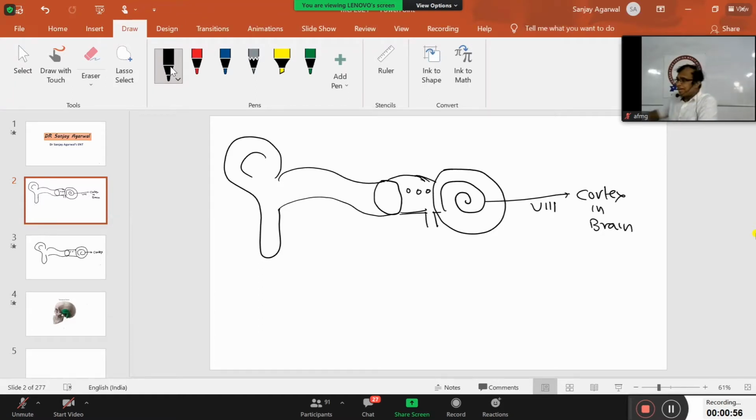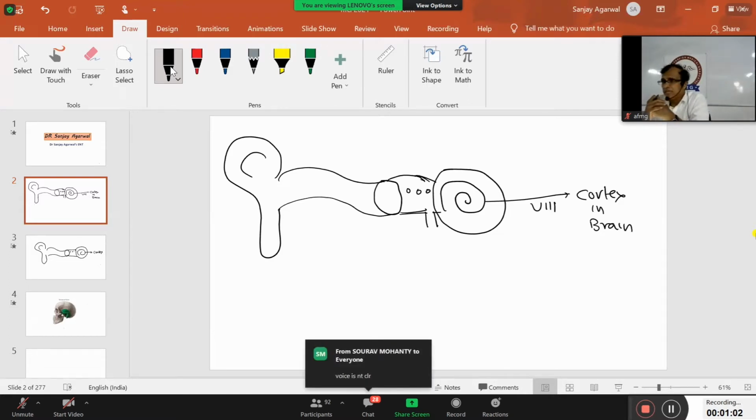Now the advantage of a line diagram is it's very easy to draw, like you can make out. Very easy to teach and learn. That's what we are doing right now. Very easy to remember. That's the most important thing for you. And reproduce in the exam.